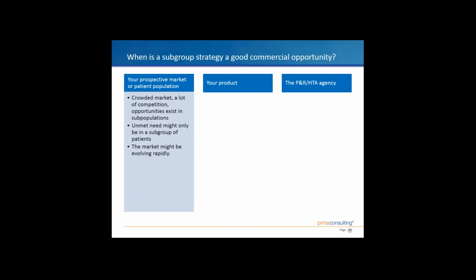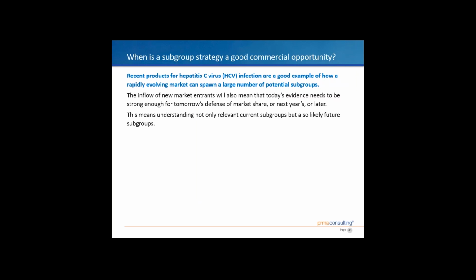For the prospective market or the patient population, I alluded to this a moment ago, a crowded market, a lot of competition. We see that opportunities tend to exist over time in subgroups of that market. Unmet need might only persist in a subgroup of that market. And simply the fact that the market is evolving rapidly will mean that more competition will need to find smaller spaces to really excel. And the example that I want to talk about for this is hepatitis C virus as an example of a relatively rapidly evolving market.